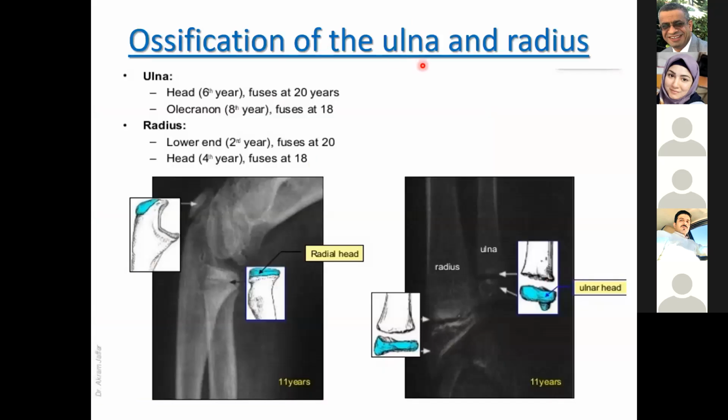Ossification of the ulna and the radius. On the ulna, the head begins at 6 years and fuses at 20 years, and the olecranon begins at 8 years and fuses at 18 years. On the radius, the lower end begins at 2 years and fuses at 20 years, and the head of the radius begins at 4 years and fuses at 18 years.